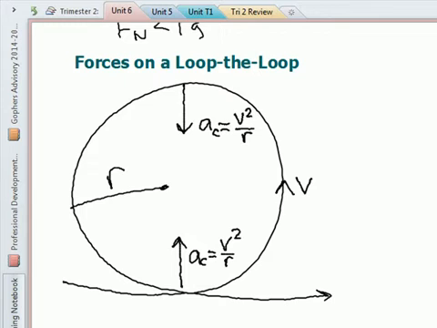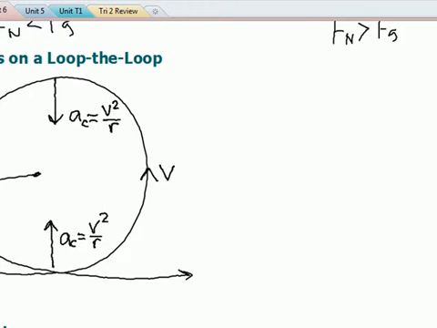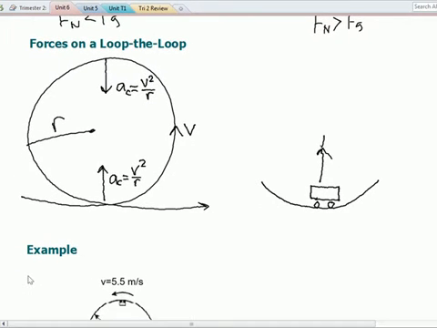Okay, so just like I did with the roller coaster, let's draw a free body diagram of this person at the bottom of the loop-the-loop. In this case, we're not going to have anything that's much different than what we had for the roller coaster. We're going to have normal force pointing upward.